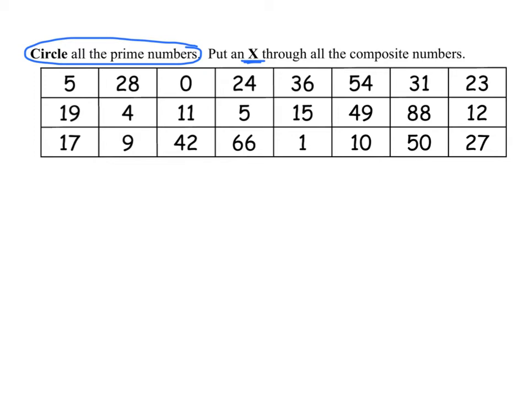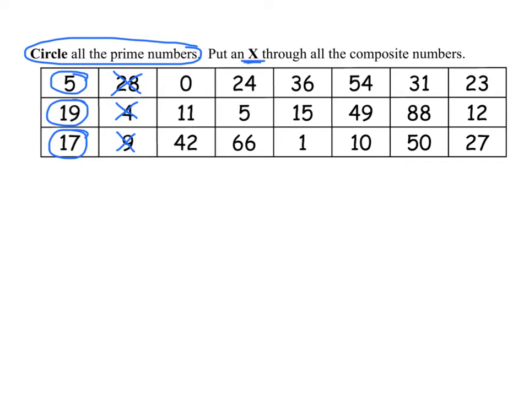So I start with 5. 5 is a prime number because I can only do 1 times 5. Going down, 19 is also a prime number because the only thing I can do is 1 times 19. 17 is also prime because I can only do 1 times 17. 28 is a composite number because I can do 1 times 28, but I could also do 4 times 7 or 2 times 14. 4 is a composite number because I can also do 2 times 2. 9 is a composite number because I can also do 3 times 3 rather than just 1 times the number.